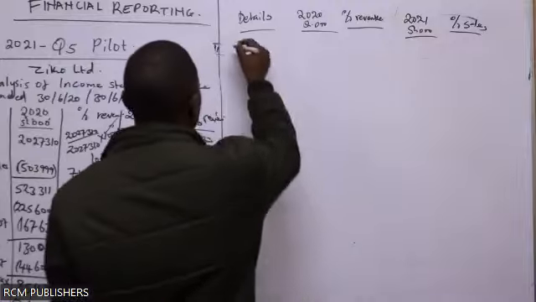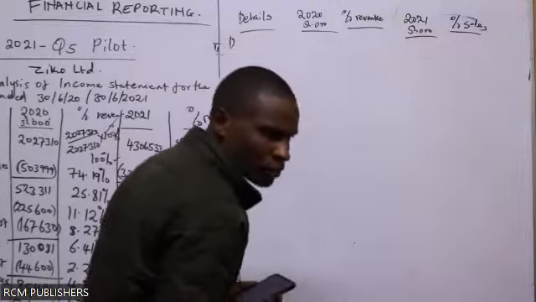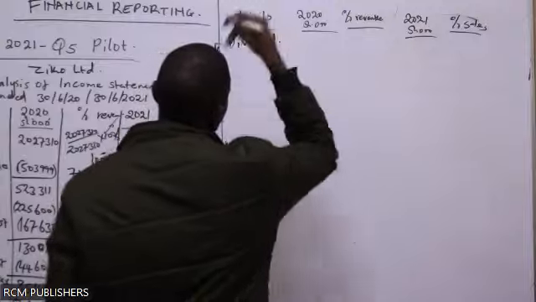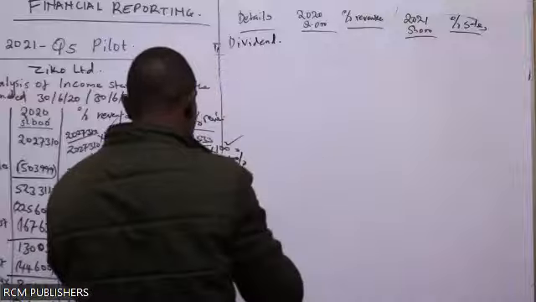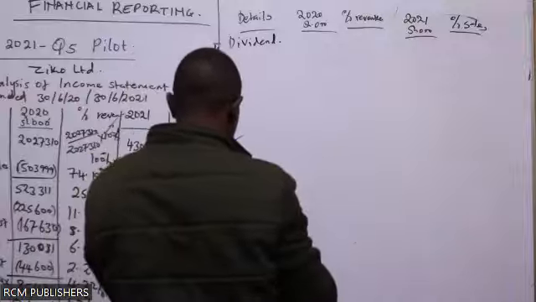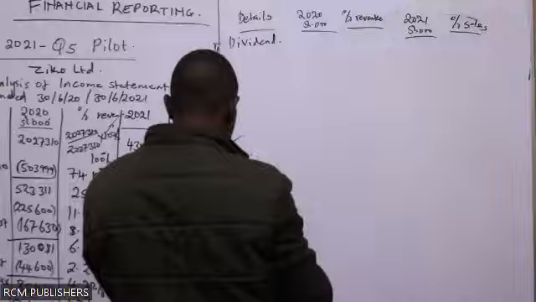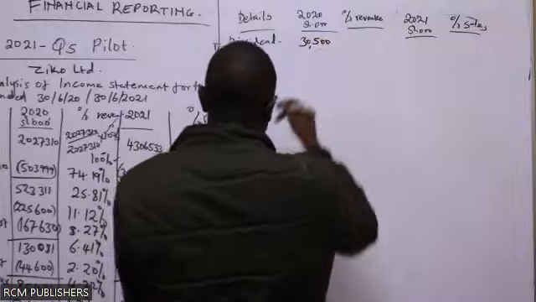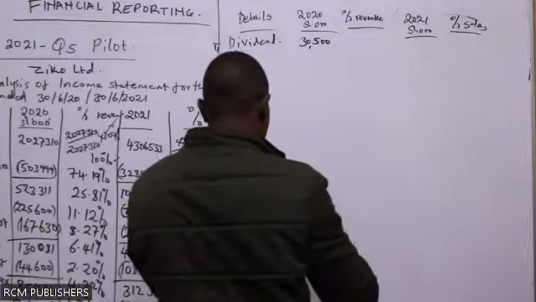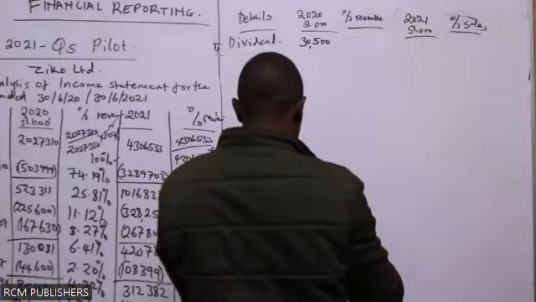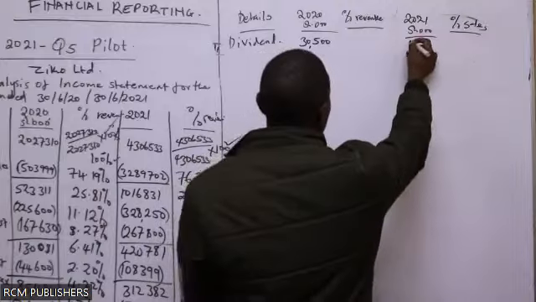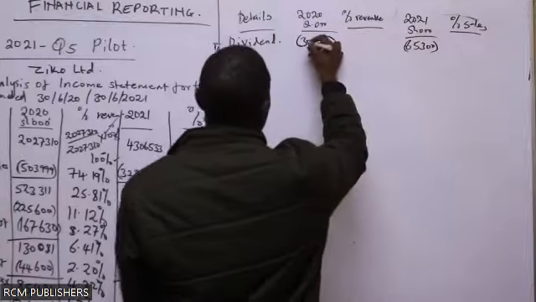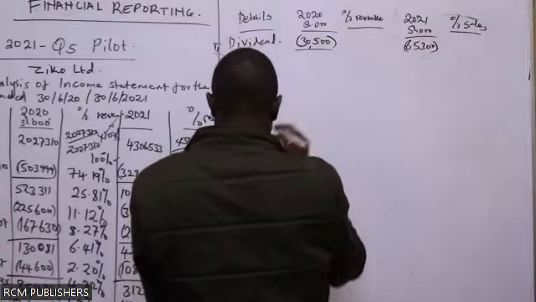Dividend paid. What is your time? Time imefika. Dividend paid, I know you have it. That is the way we are doing this thing. Dividend paid ilikuwa 3,500. I don't want to take much of your time. Then we have 65,300. Give me the percentage of our dividend paid.